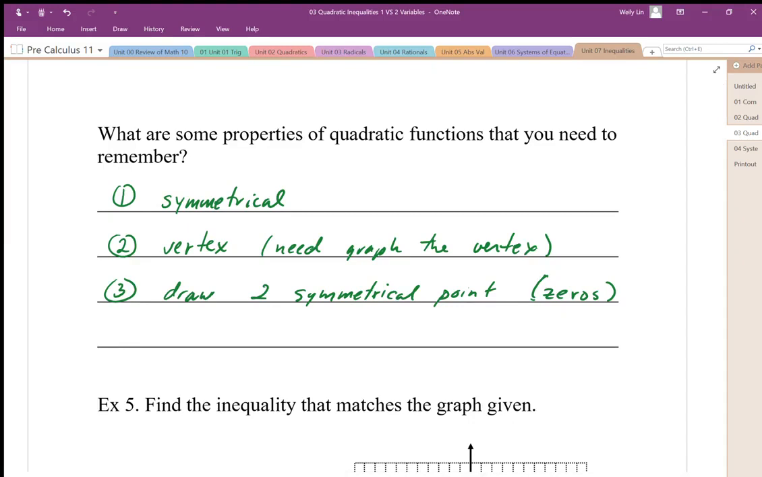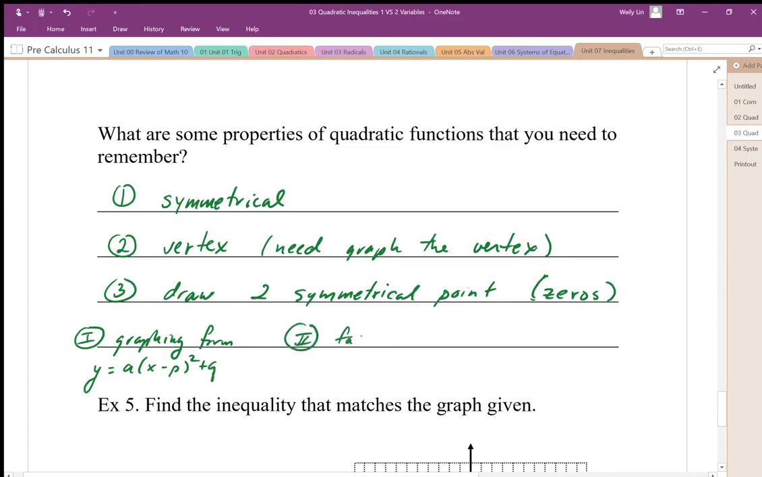We can have the three forms. The graphing form is the most useful: y equals a(x minus p) squared plus q. That gives us the vertex. We also have the factored form, which is y equals a(x minus m)(x minus n). Don't forget the a.